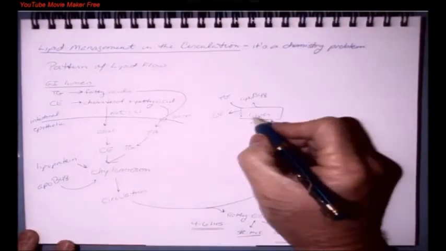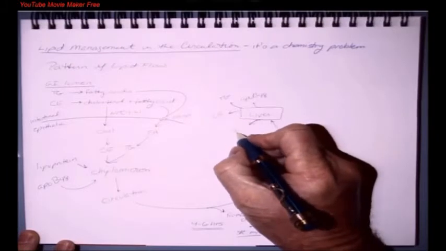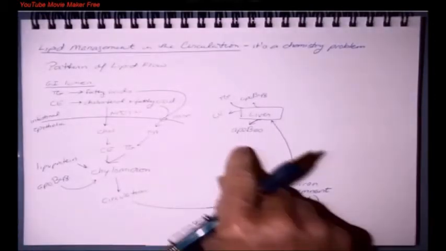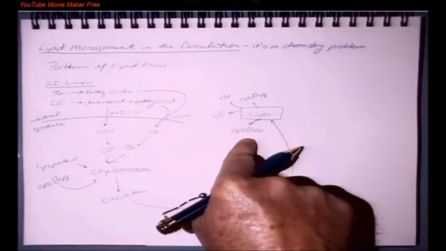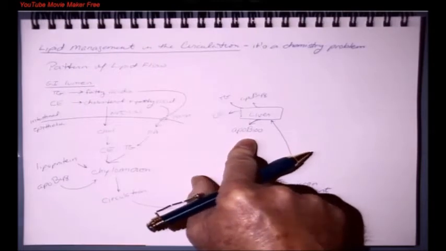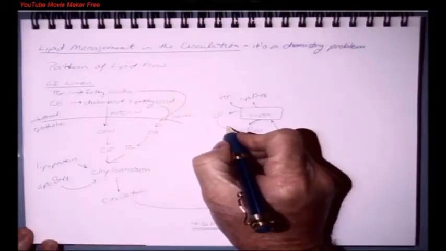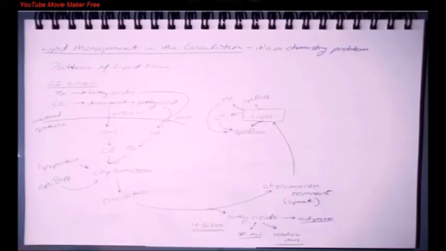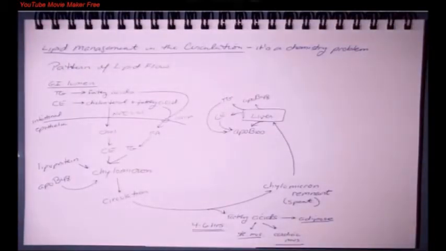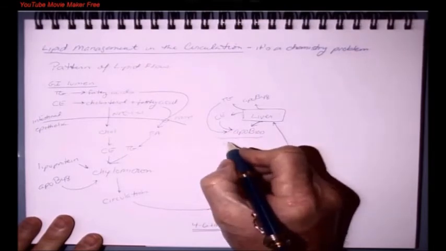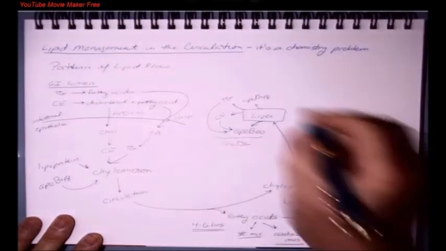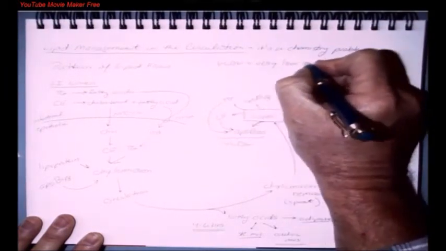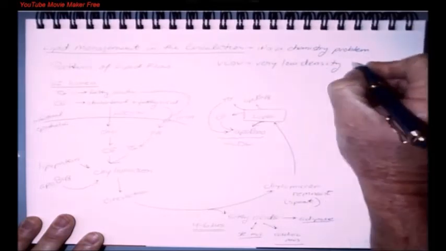Then what the liver is going to do is it's going to synthesize another apolipoprotein, and this is called ApoB100. After it does this, it is going to take the cholesterol esters and the triglycerides and reassemble a new lipoprotein. And this structure is now called VLDL. And VLDL stands for very low density lipoprotein.